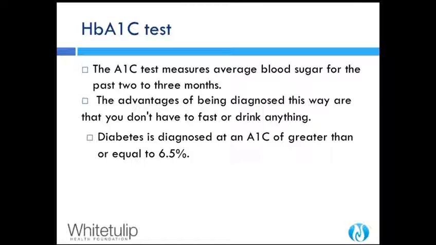Here we will be talking about how diabetes is diagnosed. There are several ways to diagnose diabetes. The first way is the HbA1c test. The A1C test measures average blood sugar for the past 2 to 3 months. The advantage of being diagnosed this way is that you don't have to fast or drink anything. Diabetes is diagnosed at an A1C level of 6.5% or greater.